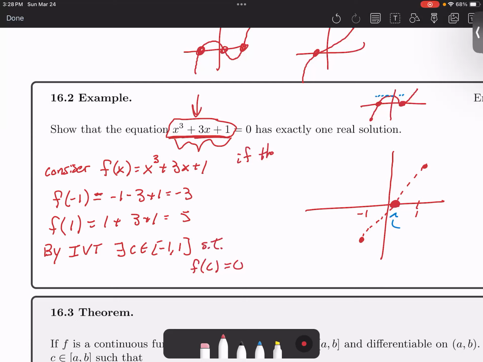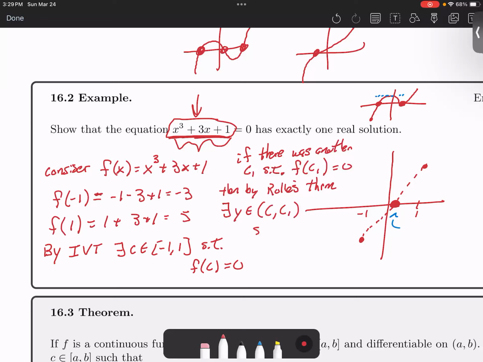So if there was another value, we'll call it C1, such that our function at C1 returned a 0. It's kind of like a proof by contradiction. We're going to show that this can't be true. So if there was another 0, then by Rolle's theorem, there has to be a point in between those two c values such that your derivative at the point is 0, right? There has to be a horizontal tangent line.